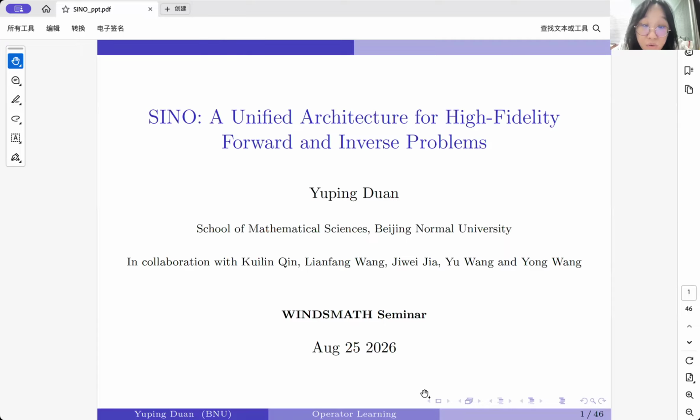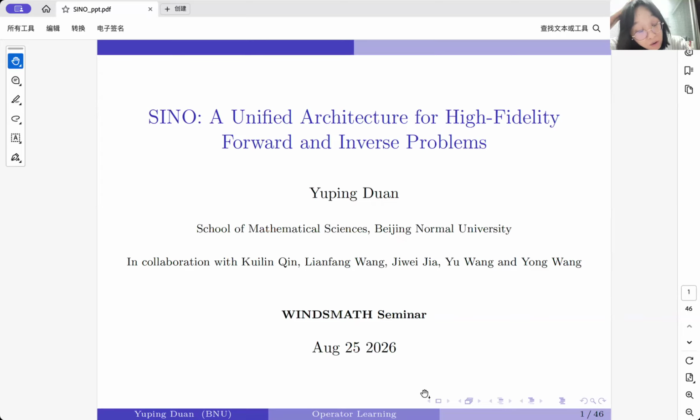So today I will introduce SINO, the Starter-Iterator Neural Operator for forward and inverse problems. The main idea is very simple. We first obtain a good initialization, a good initial approximation, and then we refine it step by step. This design is inspired by classical numerical methods, but both parts are learned from data.